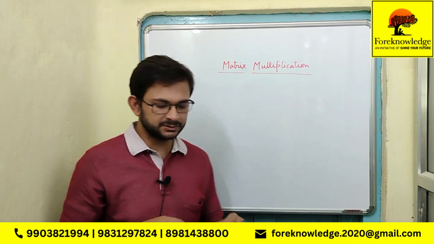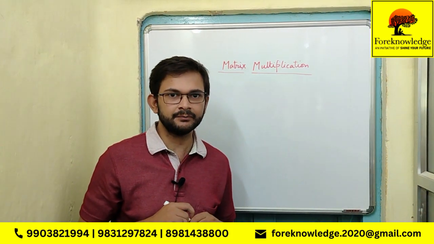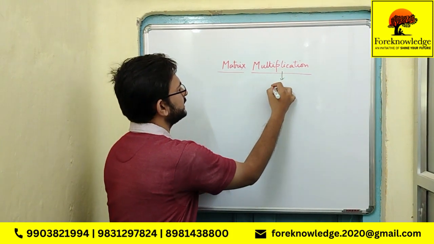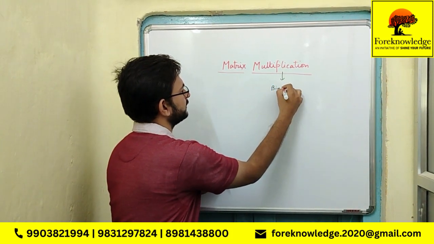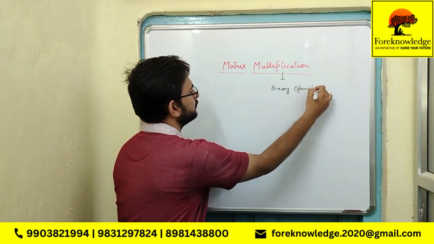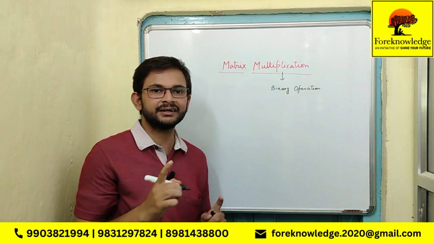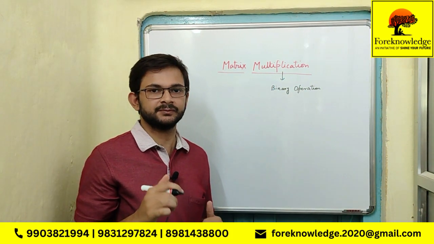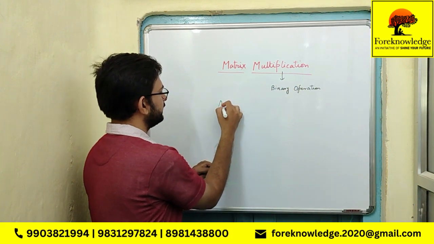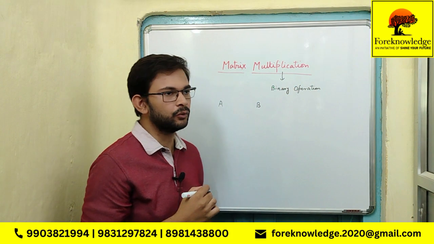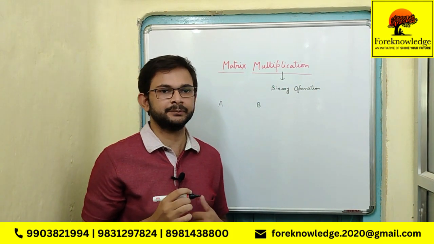Matrix multiplication means there must be at least 2 matrices. Multiplication is a binary operation, that means you need at least 2 matrices in order to perform matrix multiplication. Let them be A and B. There are 2 matrices A and B, and we need to perform their multiplication.